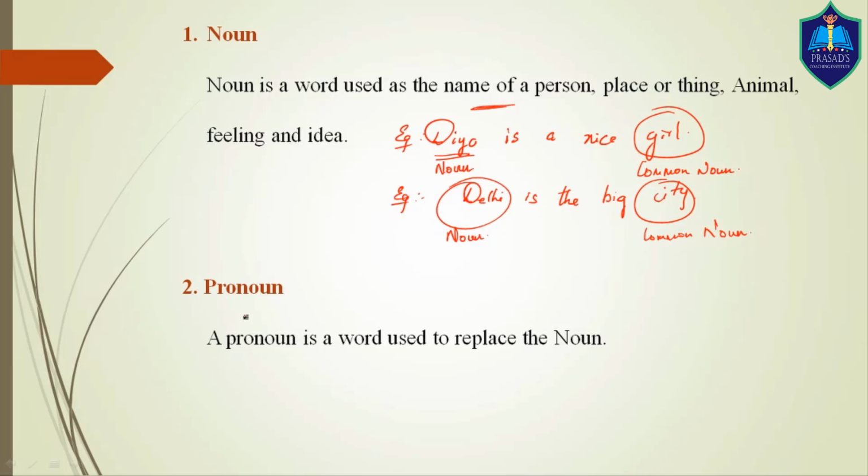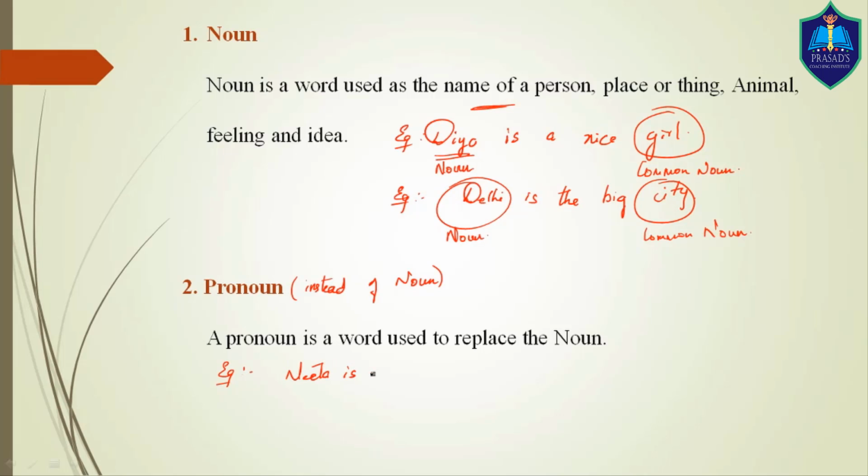Let's move on to the next one, that is pronoun. Once we see this particular word, one thing comes to our mind, right? A pronoun is used instead of a noun. The definition is: a pronoun is a word used to replace the noun or stands in the place of the noun, because every time we cannot use the noun in the sentence. I'm taking one example over here.